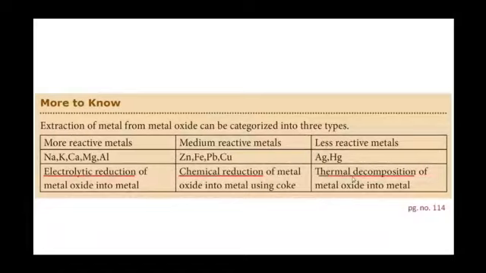We will learn one example for each. Extractive metallurgy of aluminium is based on electrolytic reduction. Extractive metallurgy of copper is based on chemical reduction. And extractive metallurgy of iron is based on thermal decomposition.